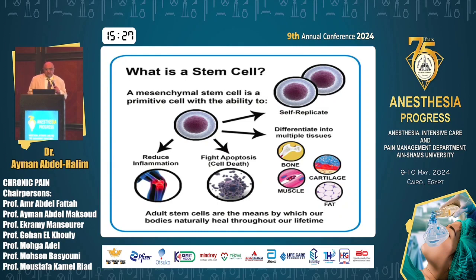So what is a stem cell? It's a mesenchymal stem cell. It's a primitive cell with the ability to self-replicate, differentiate into multiple tissues, fight apoptosis and reduce inflammation.